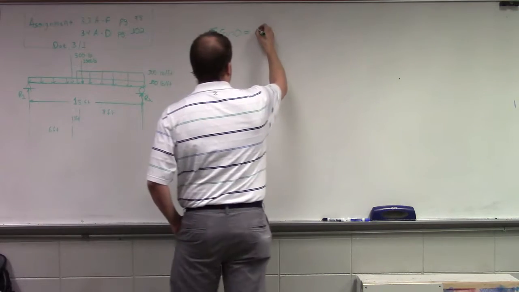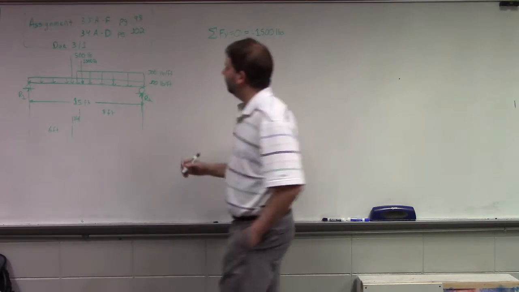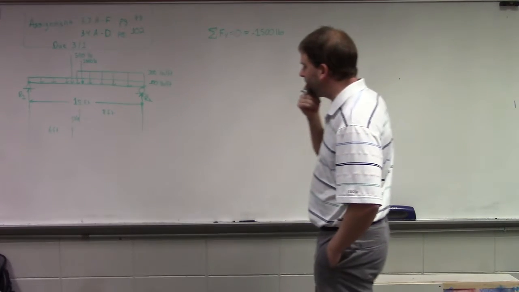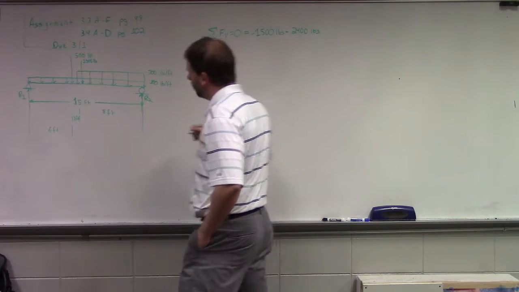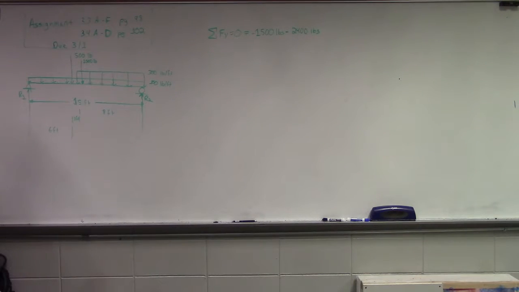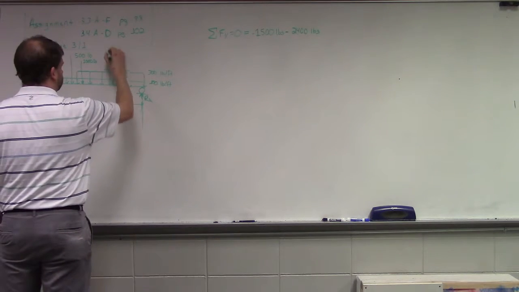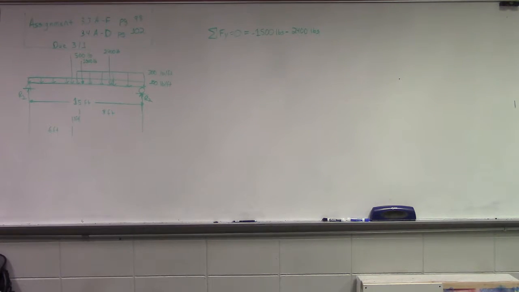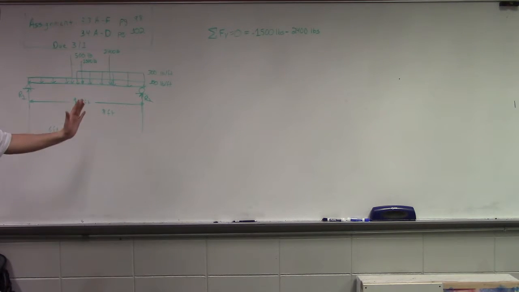Okay, and then what about our distributed load that's 300 pounds per foot? 2,400. And where is it located? 4 feet from R2, right? So 11. Okay, everybody followed what we're doing? So we're resolving them into point loads by multiplying their magnitude per foot over the length that they're distributed, and then putting it at the midpoint of where they're located.